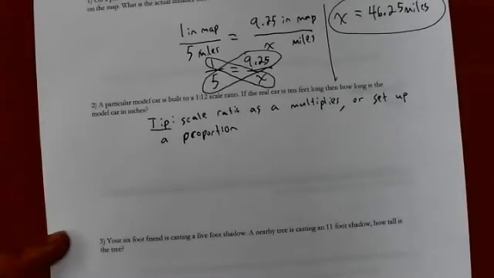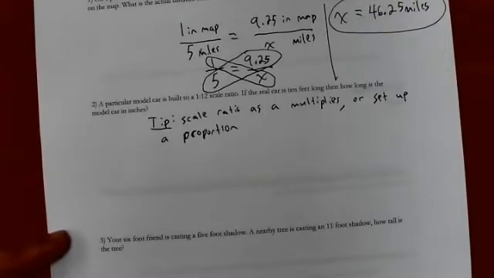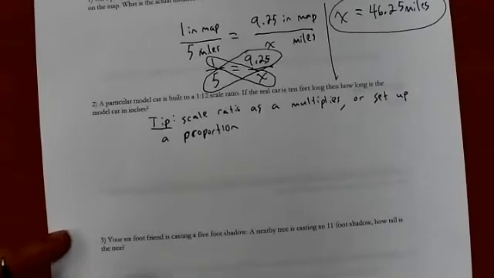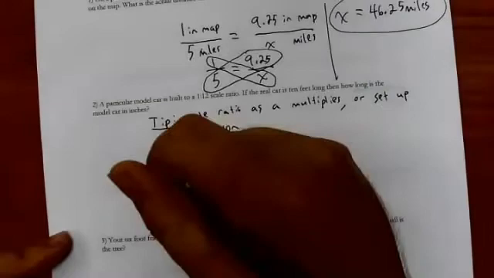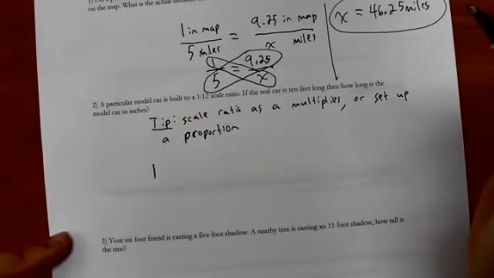So if it's a 1:12 scale ratio, that means for every 1 inch on the model, you'd have 12 inches in reality. For every 1 foot of model, you have 12 feet in reality. In other words, the real thing is 12 times the size of the model. So if the real car is 10 feet long, then the model car is going to be 1/12 of that, so you divide by 12.